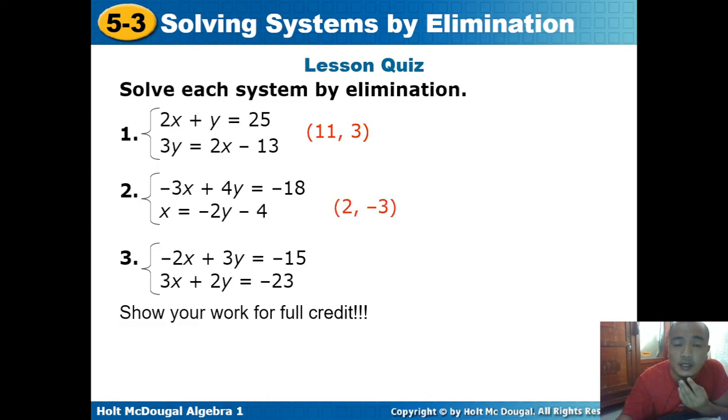For number 1, the answer is 11, 3. For number 2, 2, negative 3. Negative 3, negative 7, the answer for number 3.